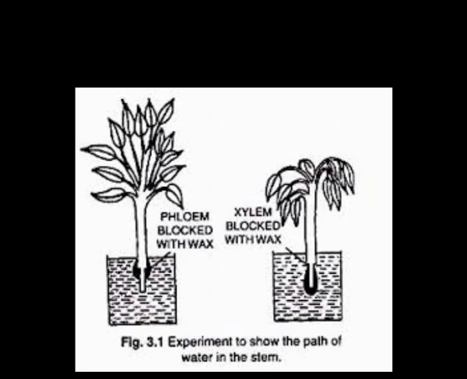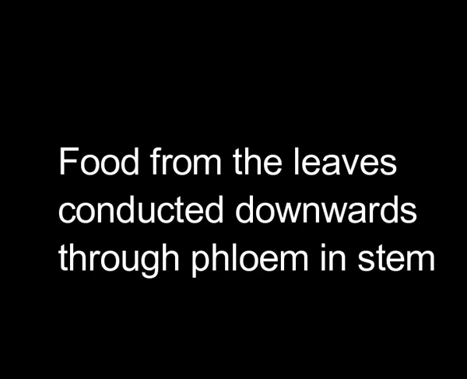Now the next experiment is to show that food from the leaves is conducted down through the phloem of the stem. For this, cut a ring around the stem of a healthy potted plant or around a thin twig of guava or any other tree, deep enough so that it penetrates the phloem and the cambium but not the xylem. This too is called the girdling experiment. It will be seen that sap starts oozing out from the cut margin of the stem, showing that the sap of the peripheral part is flowing in a downward direction.